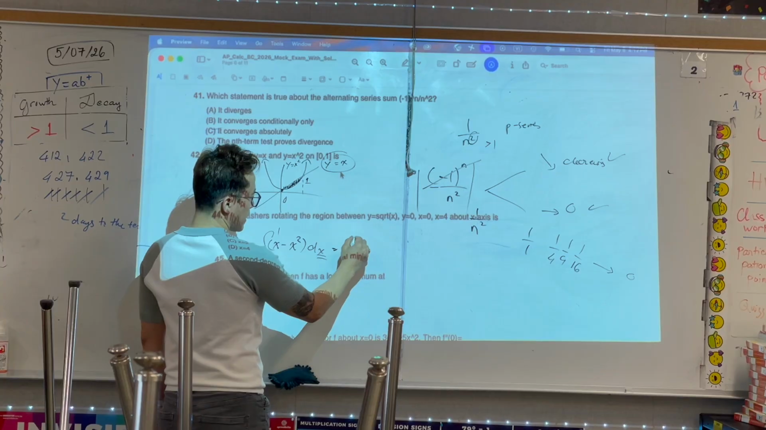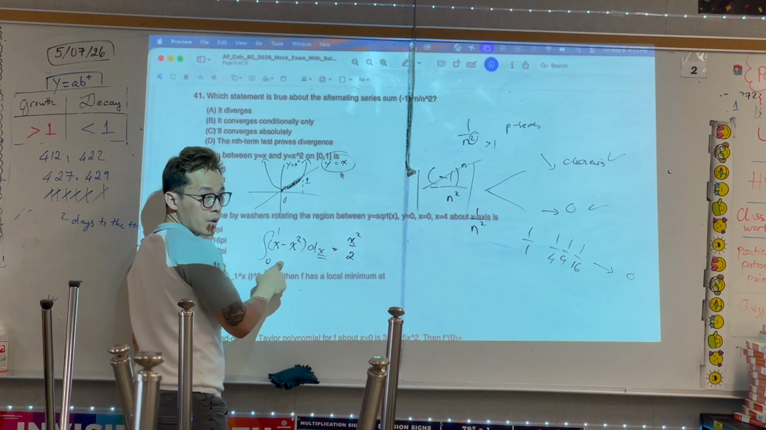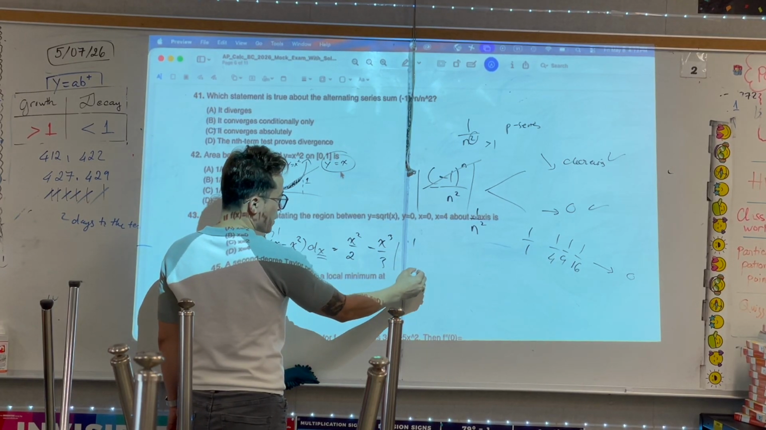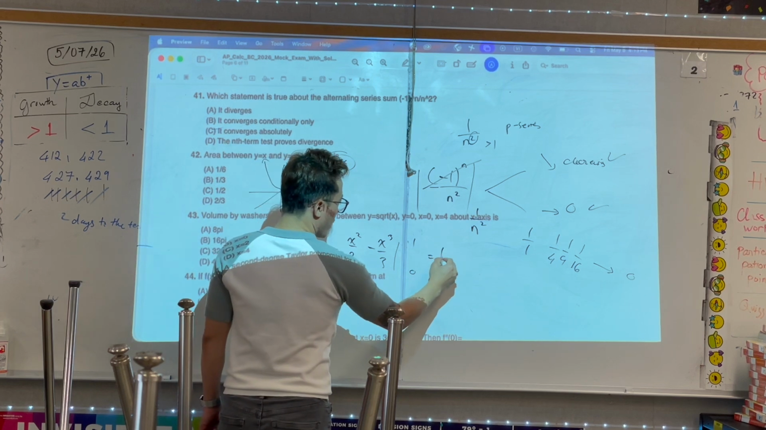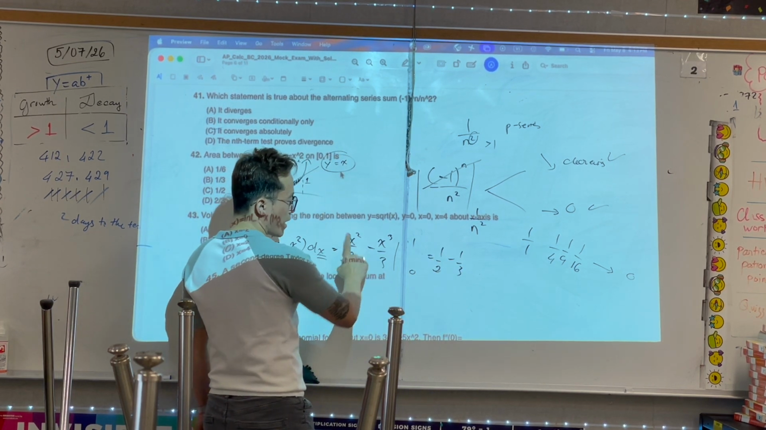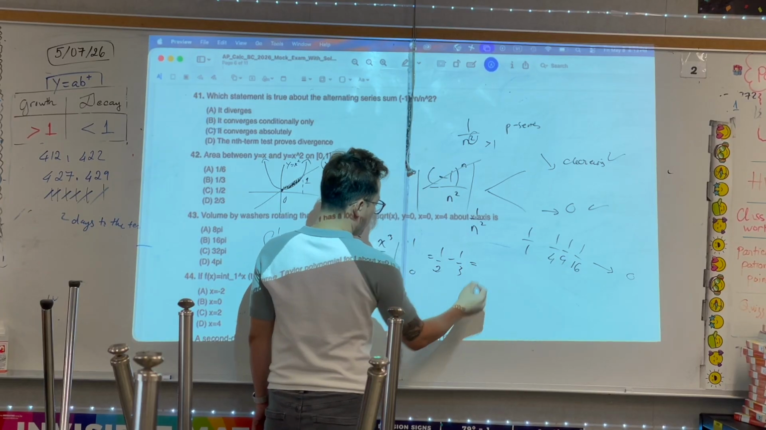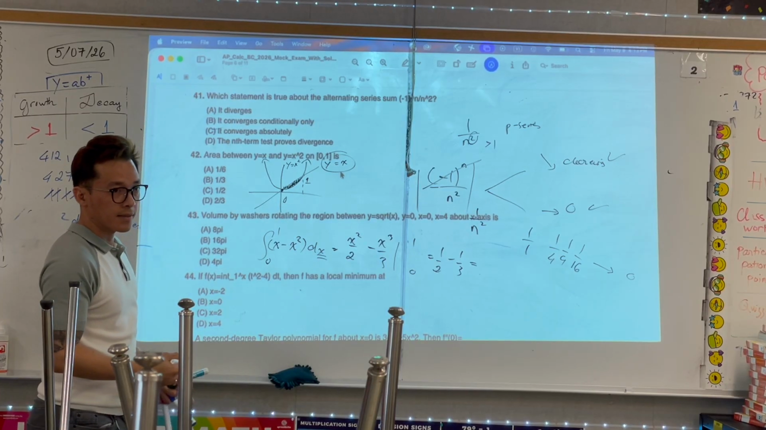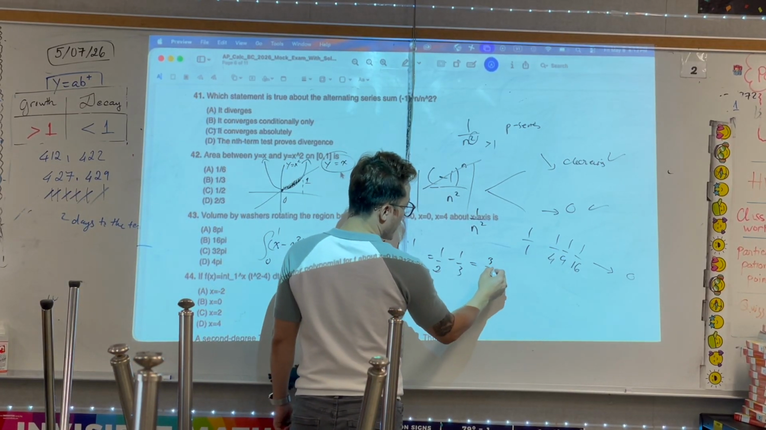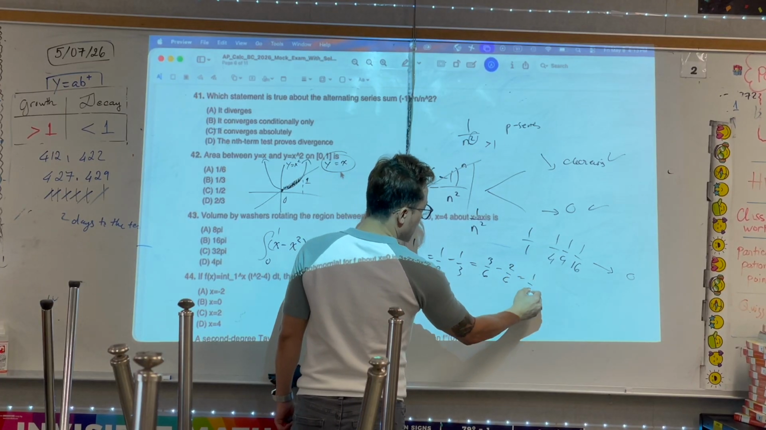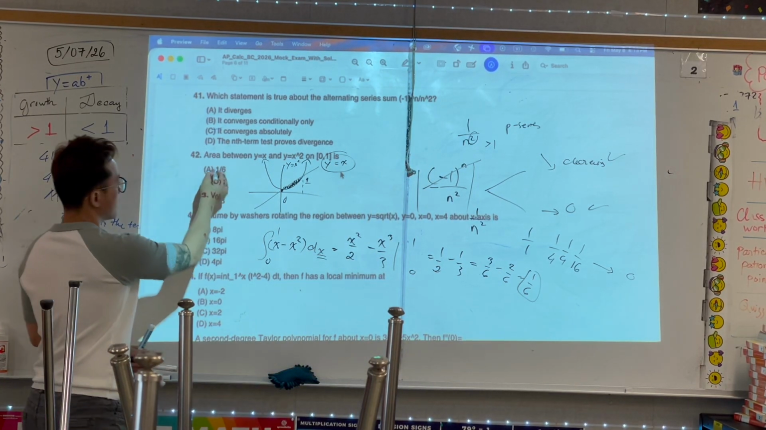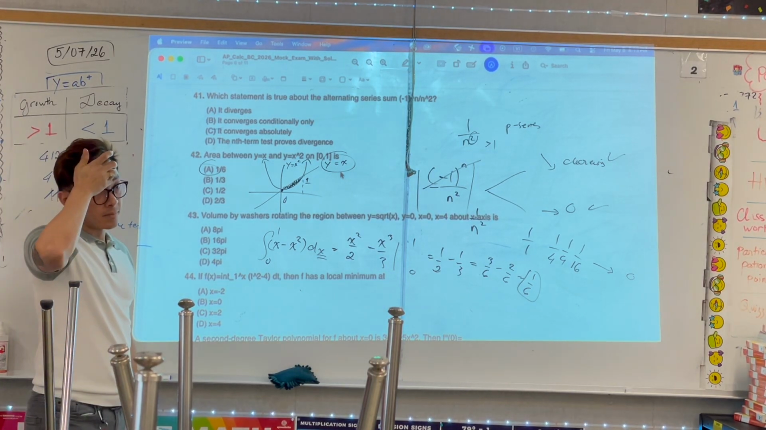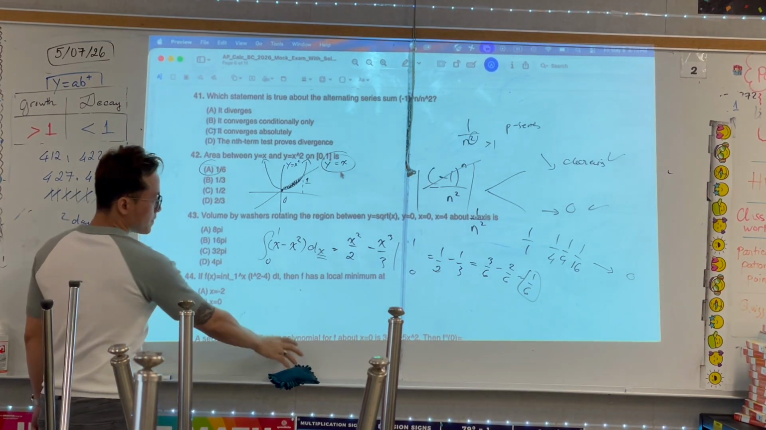So x squared over 2, and this one is x cubed over 3, from 0 to 1. Plug in 1, you have 1 over 2 minus 1 over 3. Plug in 0, they're all 0, so you don't need to worry about that. This is the area between the curves. So this will be 3 over 6 minus 2 over 6, that means 1 over 6. The answer is A. I have notes on this.